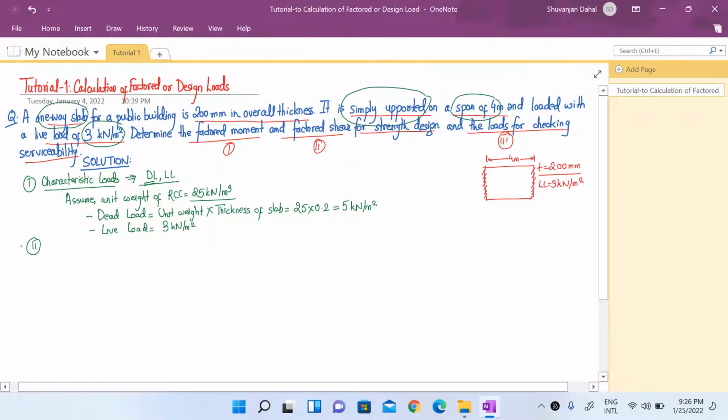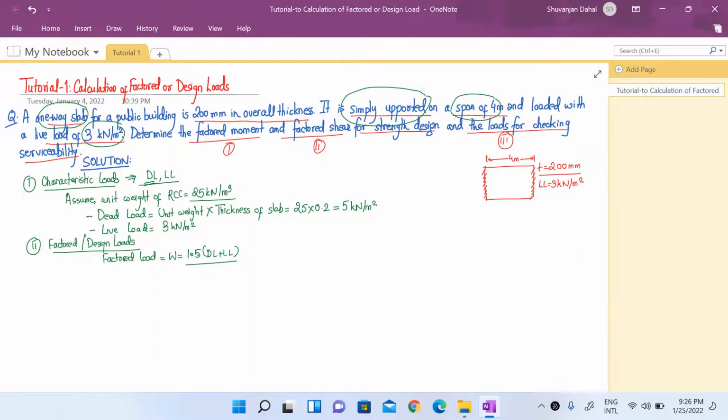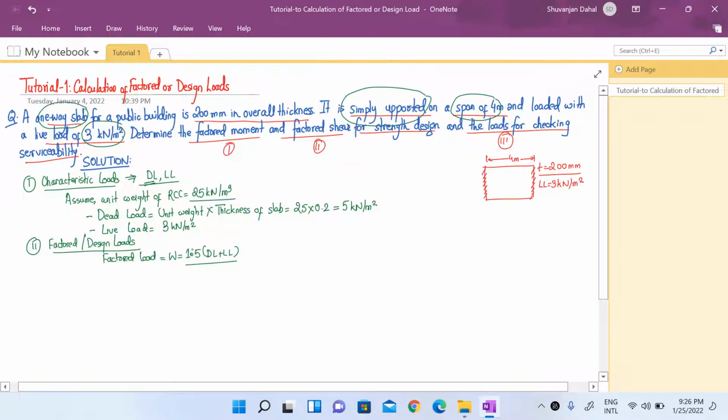Using these characteristic loads, let us determine the factored or design load. It is called factored because we multiply these loads by partial safety factor. So let us say that this factored load is represented as W here, and the value of this factored load is given as 1.5 times dead load plus live load. This is one of the load combinations that we discussed in our previous lecture. This load combination may not always be governing in the design of this slab, but this is the general load combination that we will be using to determine the factored load in case of gravity loads, because dead load and live load both act in the direction of gravity.